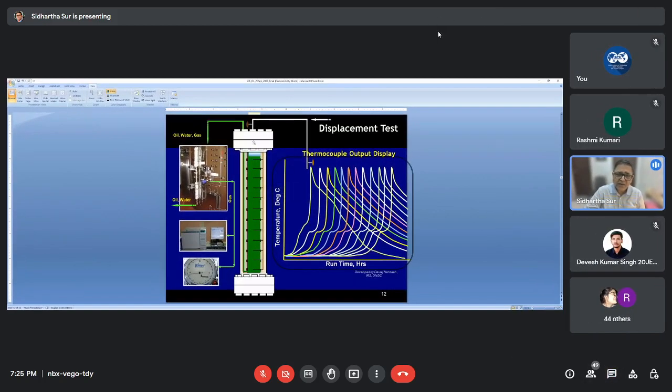So when air is injected and it is ignited at the injection end, the front moves down from top to bottom, and these are the thermocouples. To track the front, there are 12 thermocouples equally spaced. So you get a temperature display showing how the front is moving.